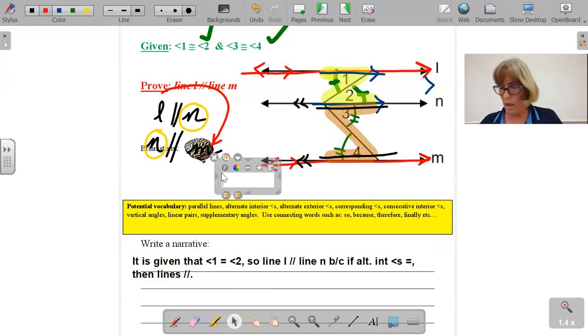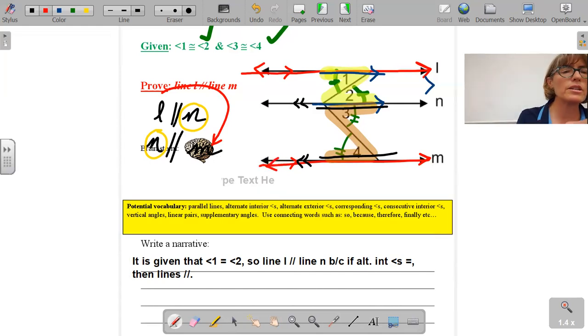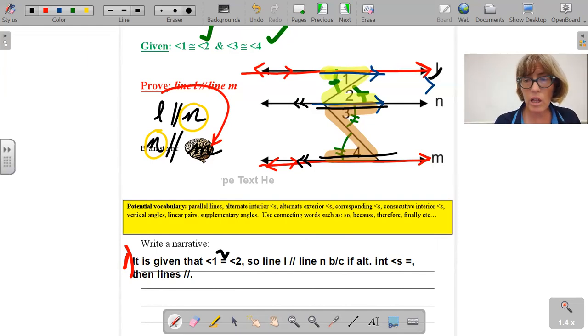That is your step 1, is we connected. Angle 1 is congruent to angle 2 because of the given. Therefore, L and N are parallel because of the alternate interior angles. There's your first sentence.